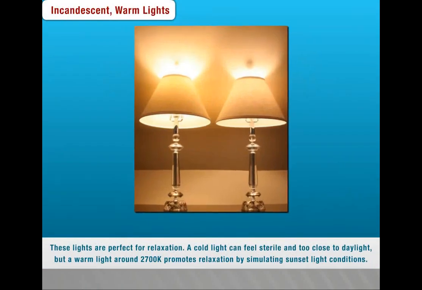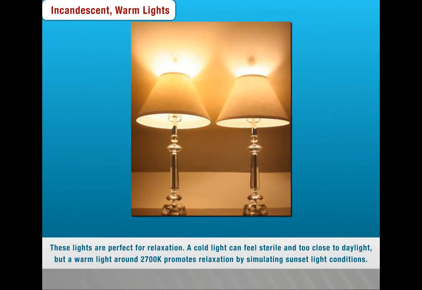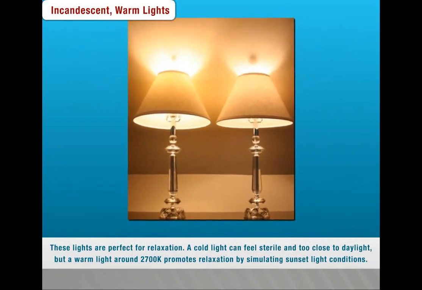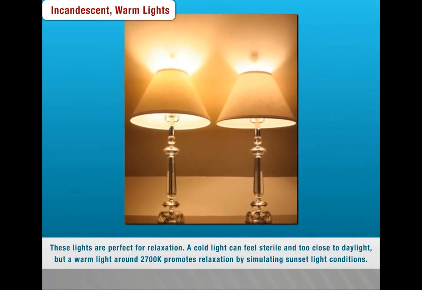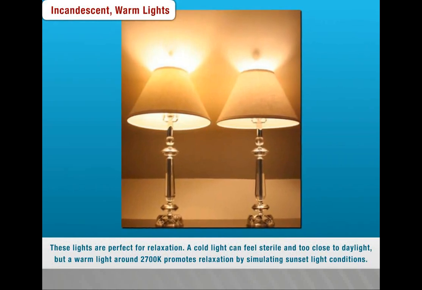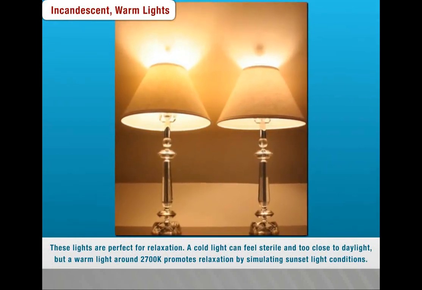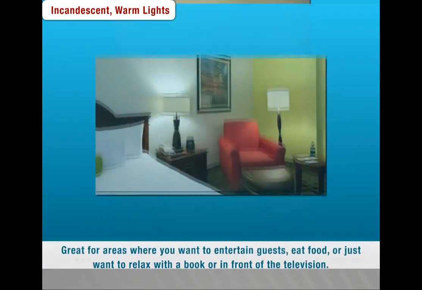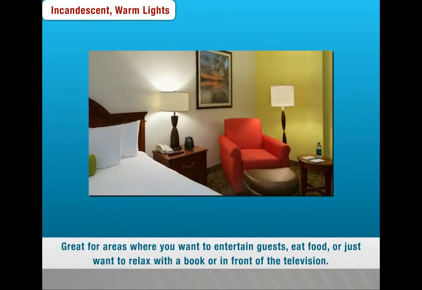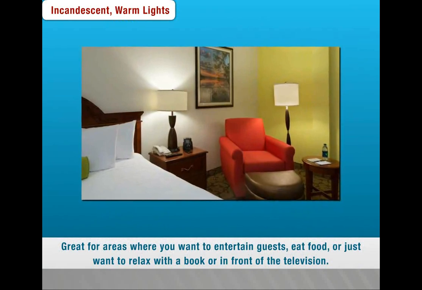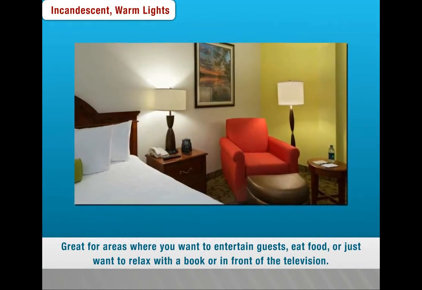Incandescent warm lights. These lights are perfect for relaxation. A cold light can feel sterile and too close to daylight, but a warm light around 2700 Kelvin promotes relaxation by simulating sunset light conditions. Great for areas where you want to entertain guests, eat food, or just want to relax with a book or in front of a television.